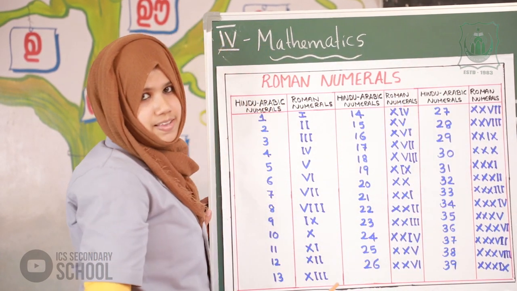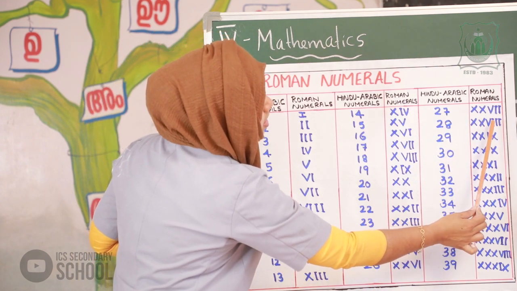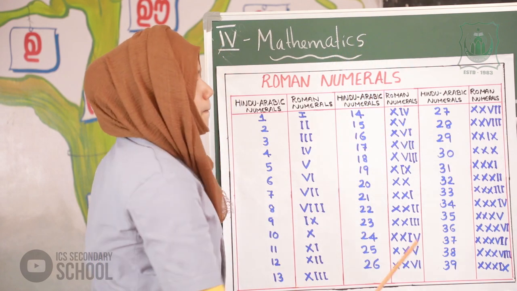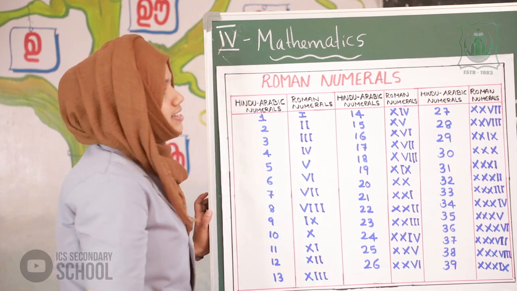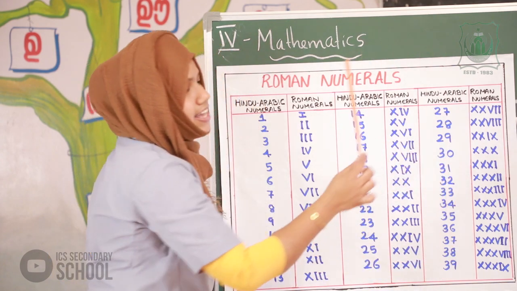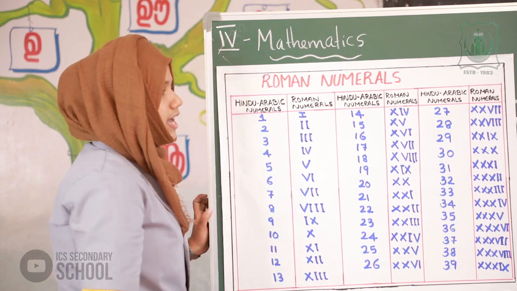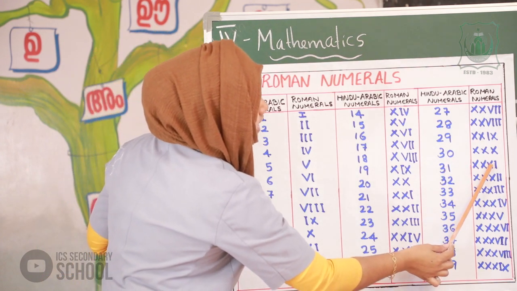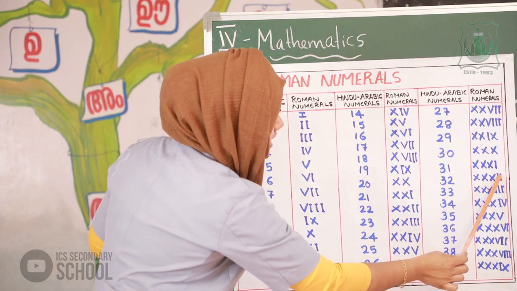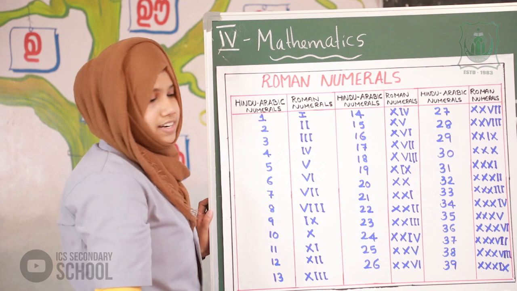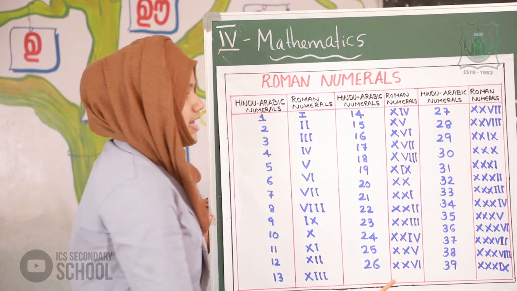V, two I's. Okay. 28 means XV, three I's are there. 29, XI and X. 30, three X are there. 10, 10, 10, 30. Okay. 31, three X and 1. 32, three X and two I's are there. 33, three X and three I's are there.